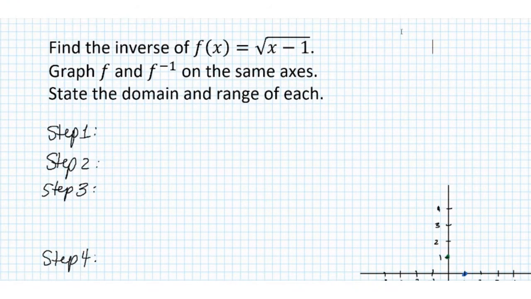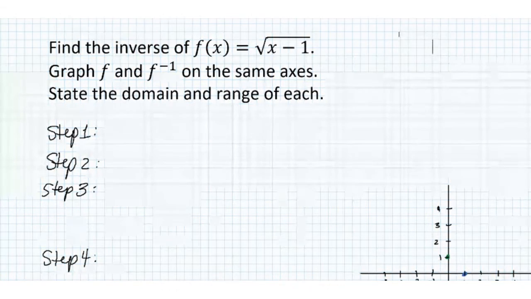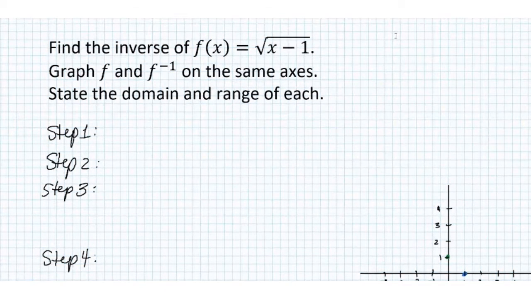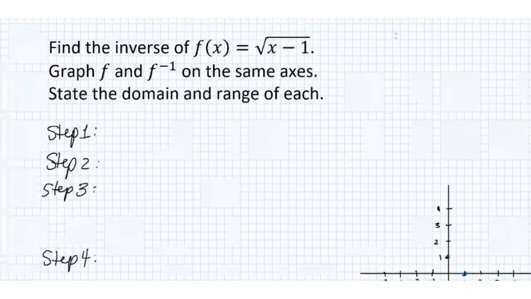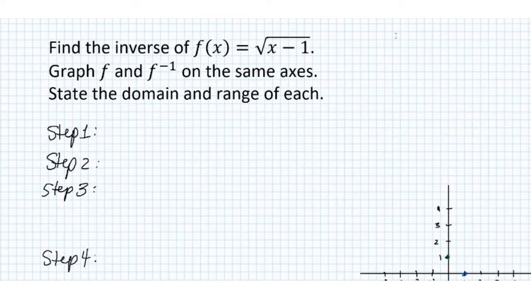We're going to find the inverse of f of x equals the square root of x minus 1. We're then going to graph f and f inverse on the same axes, and state the domain and range of each. We should see that the domain of f is the range of f inverse and vice versa. Step 1, what was step 1 for finding the inverse of a function in the 4-step process?